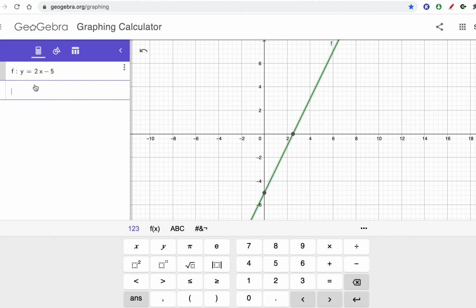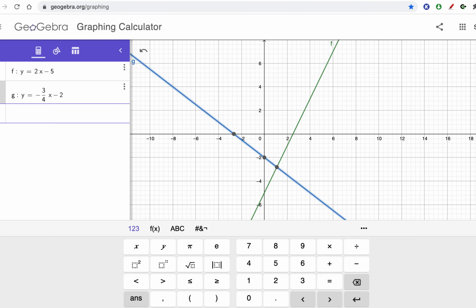And let's say we have another one. Just make up an equation. So the solution would be where these two graphs meet. Again, if you look at minus 2, that's where the intercept is, and negative 3/4 means you went down 3 over 4.